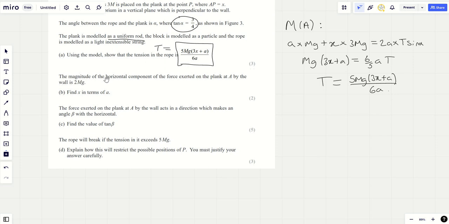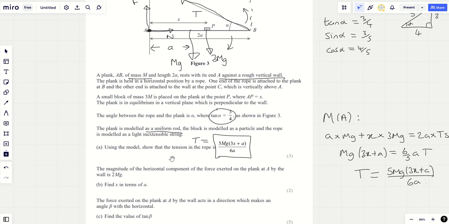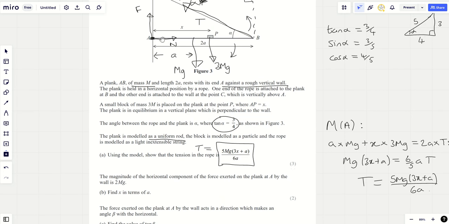Okay, the magnitude of the horizontal component of the force exerted on the plank at A. Let's just think about what they mean there. The magnitude of the horizontal component of the force exerted on the plank at A by the wall is 2mg. What they're saying is N equals 2mg. That's what they're saying.